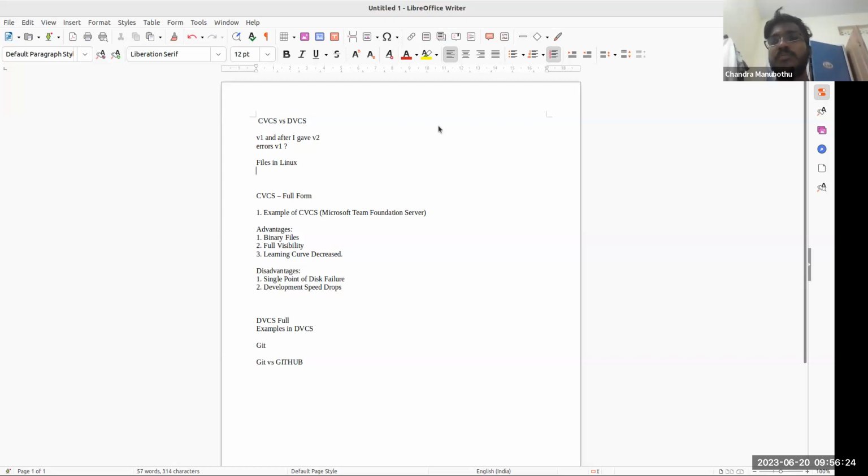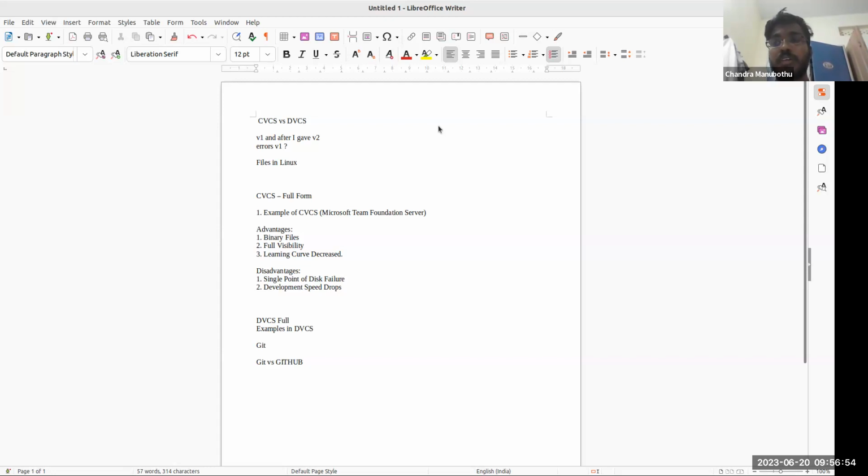And coming to the decreased learning curve, what does it mean? Let's say in a distributed version control system, we have a lot more applications available. In these cases, everybody has to learn them differently. Though they were built on one single stack, they work in different ways. We'll discuss that later. But if people choose a centralized version control system, they don't have to learn anything. They could directly hit the ground running.